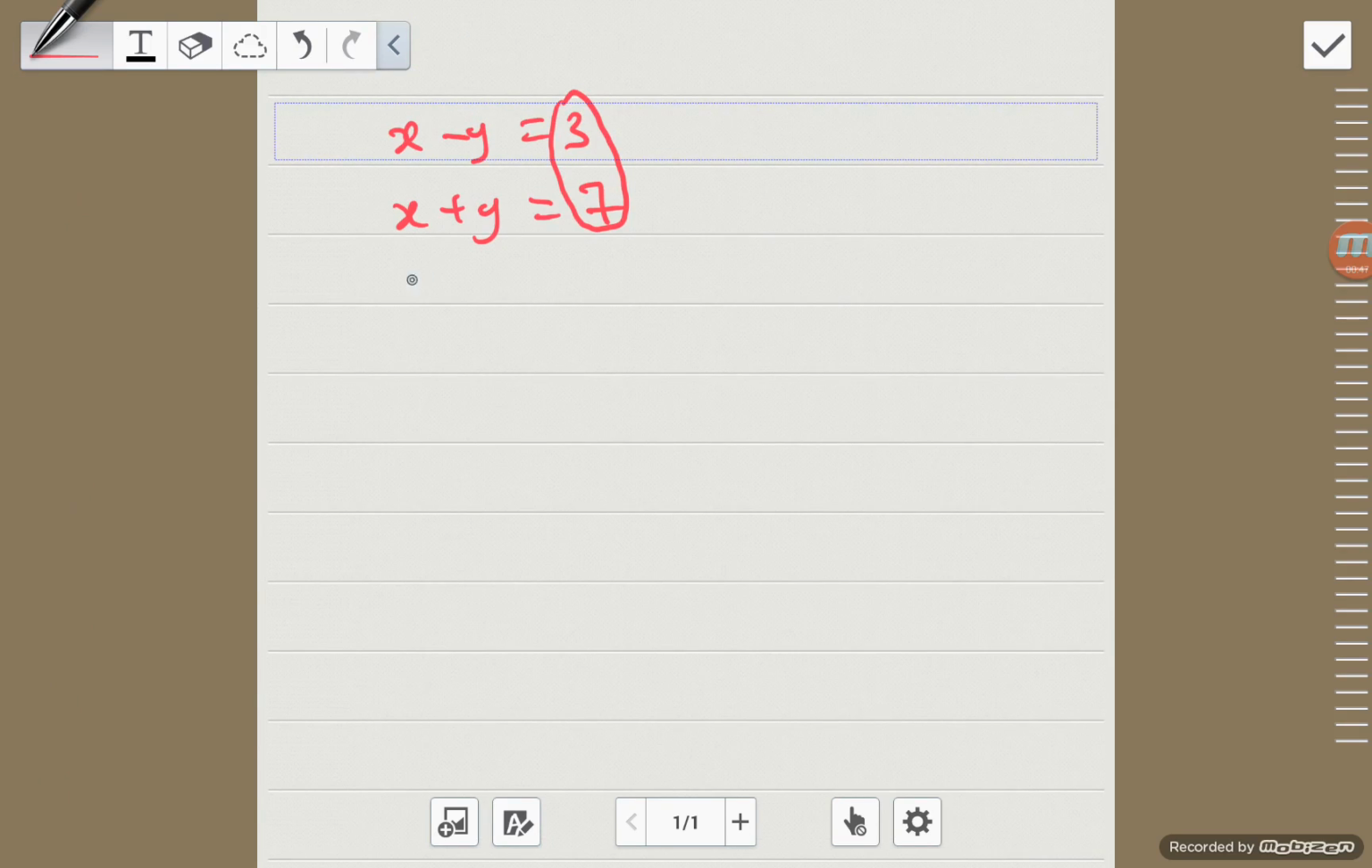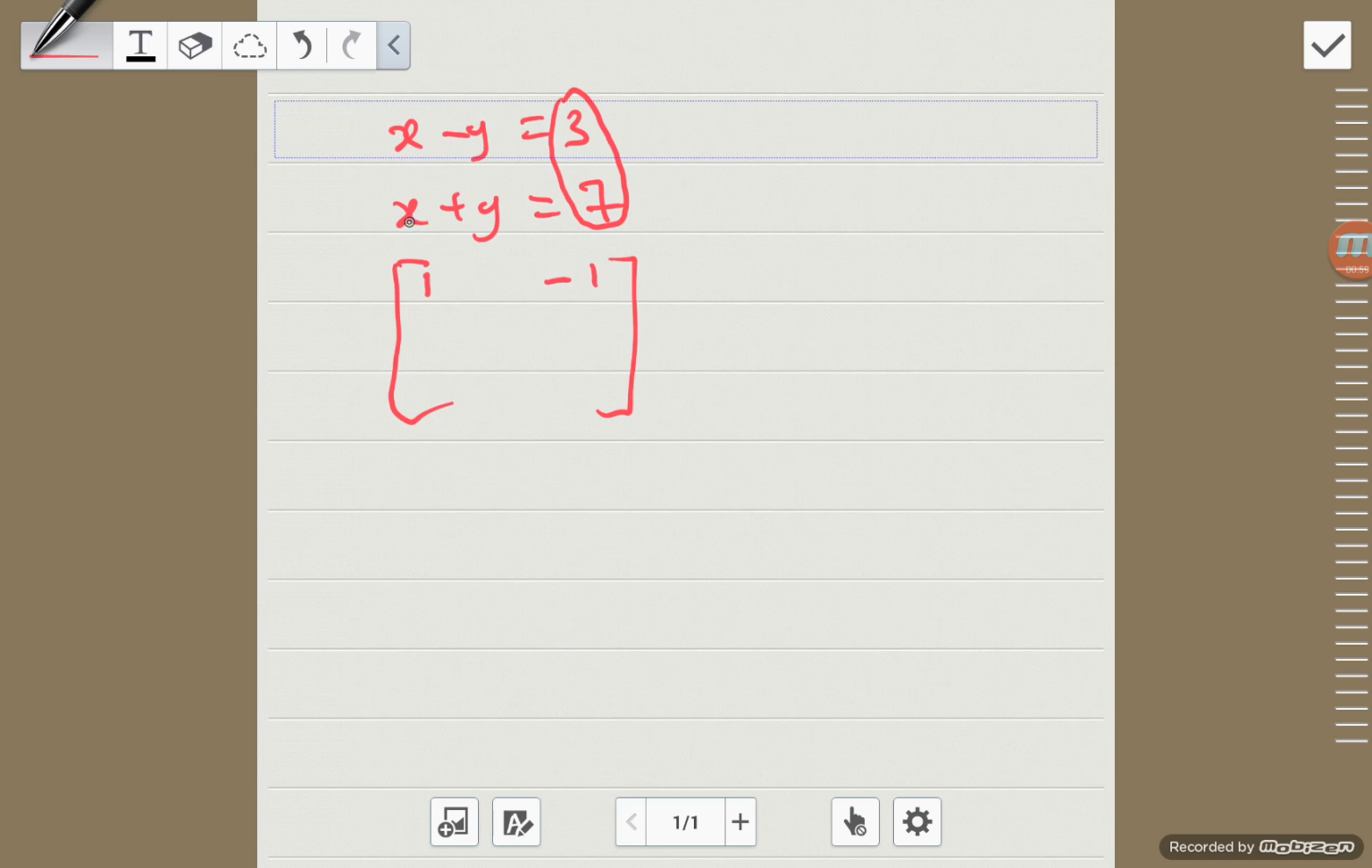So we pick out the coefficients of our system. The coefficient of x in equation 1 is 1. The coefficient of y in equation 1 is -1. The coefficient of x in equation 2 is 1. The coefficient of y in equation 2 is 1. And then we form an augmented form with that system, so augmented with 3, 7.